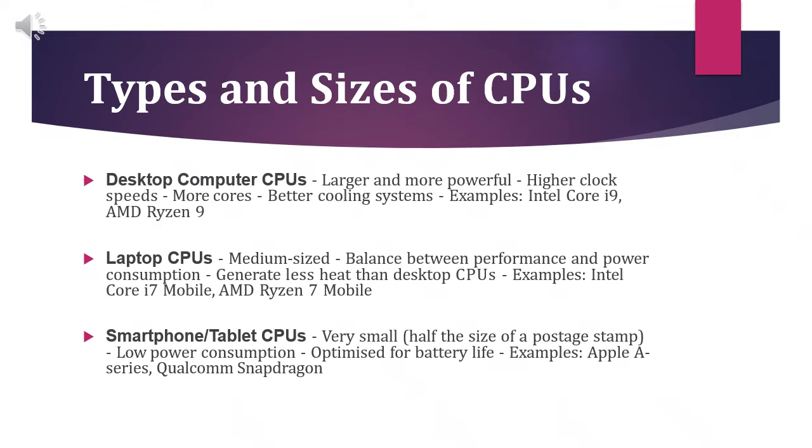Finally, smartphone and tablet CPUs are very small, about half the size of a postage stamp. Their main focus is lower power consumption as they are specifically optimized for battery life. Examples include the Apple A series chips and the Qualcomm Snapdragon processors.